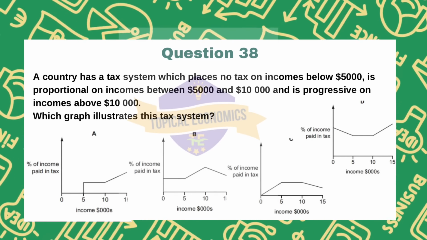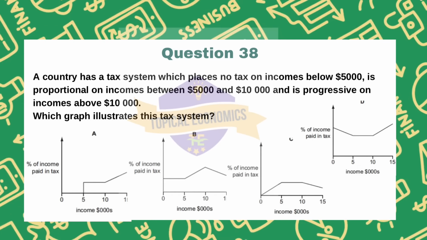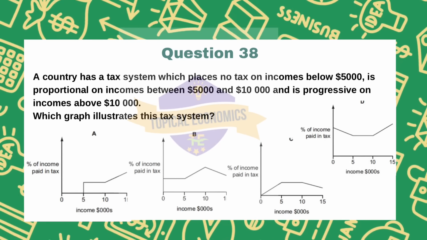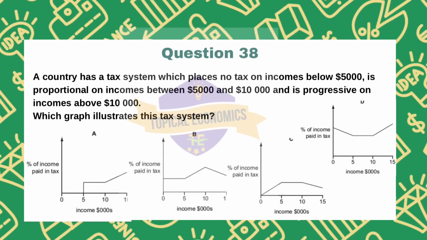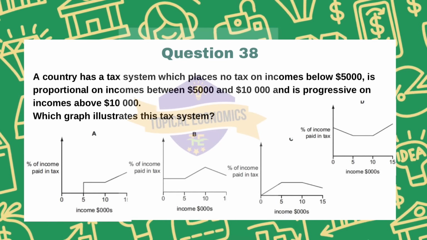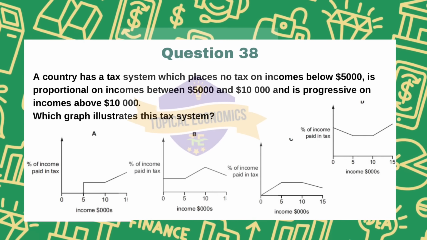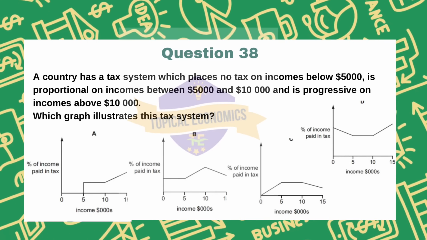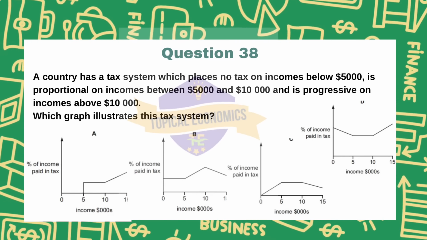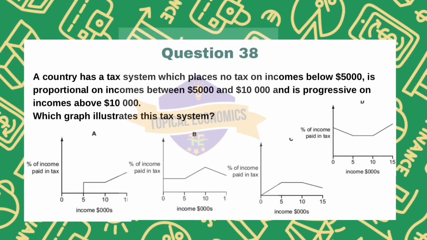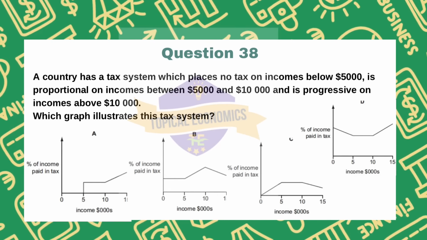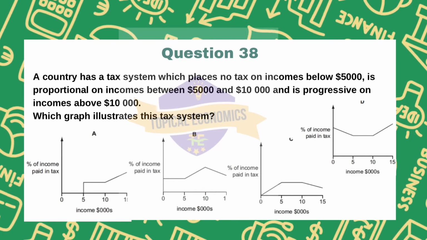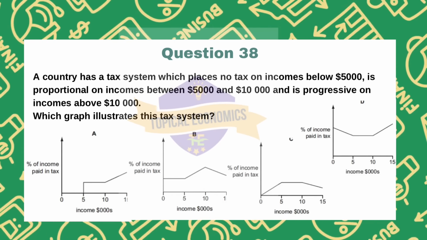To illustrate the tax system described in the question, the diagram should have no tax on incomes below $5,000. This means that for any income level from $0 to $5,000, the tax rate is 0%. On a graph, this would be a flat line at the zero tax rate up to the income of $5,000. Next, it should have proportional tax on incomes between $5,000 and $10,000. This means that for incomes in this range, a constant percentage is applied. The tax line would start at the point where the income is $5,000 and rise at a steady slope until it reaches $10,000. Lastly, progressive tax on incomes above $10,000.